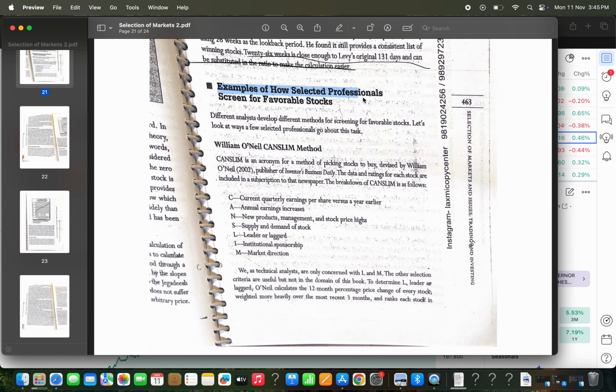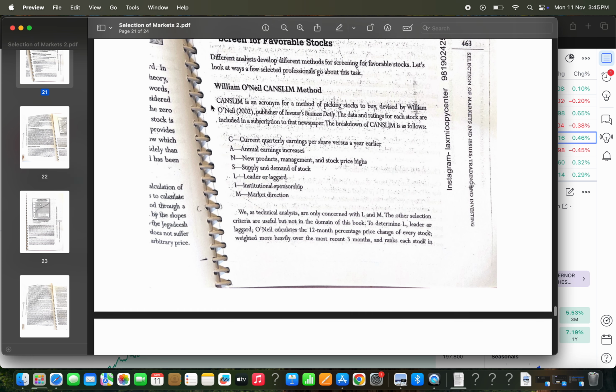Examples of how selected professionals screen for favorable stocks. Different analysts develop different methods. So the first method is William O'Neill's CAN-SLIM method. So what is CAN-SLIM? Let's first see that.